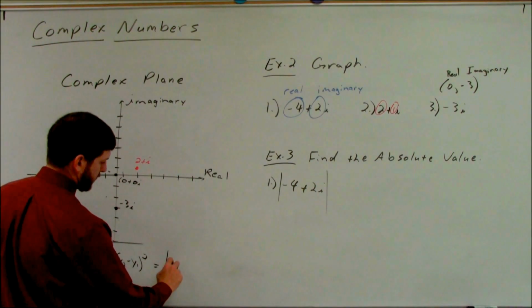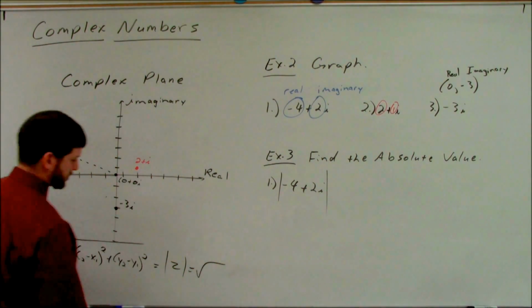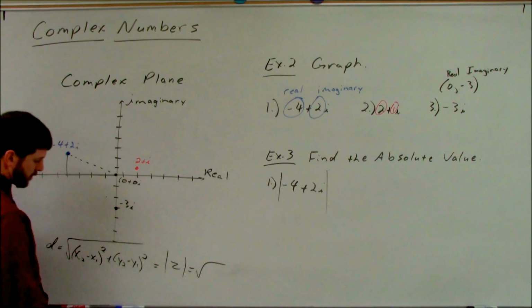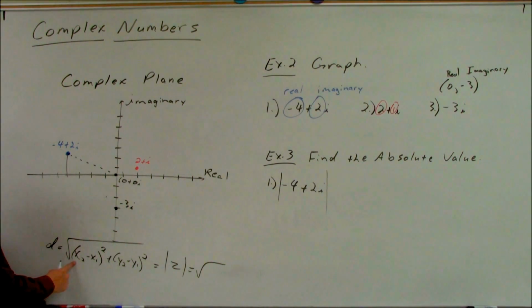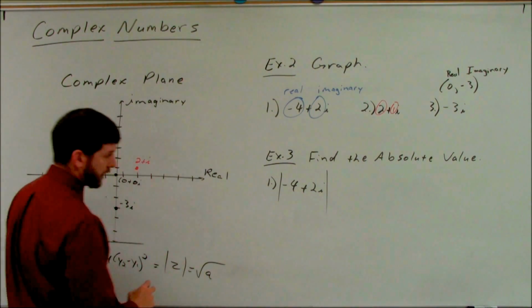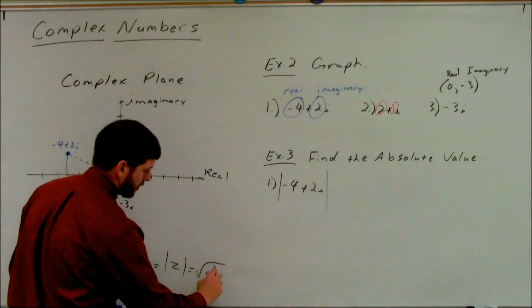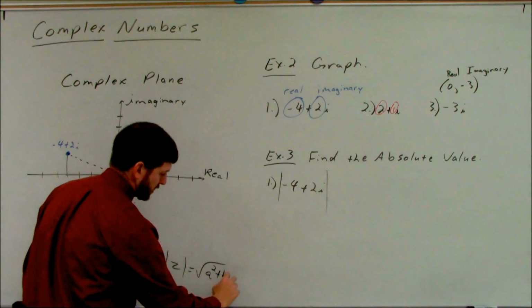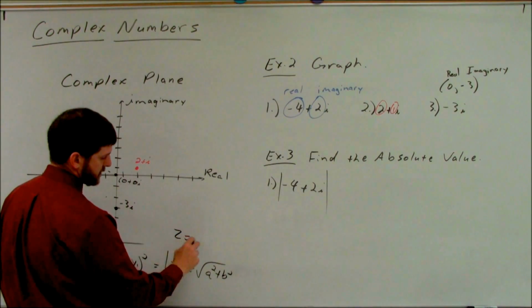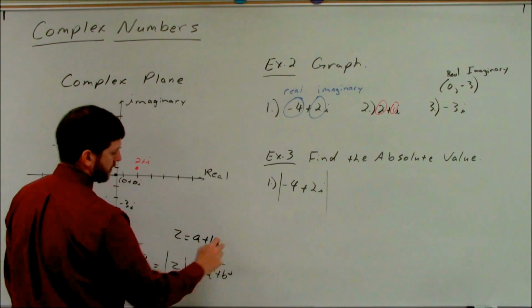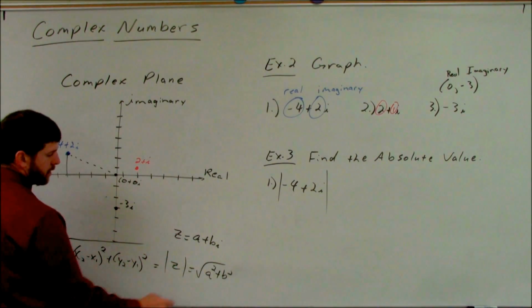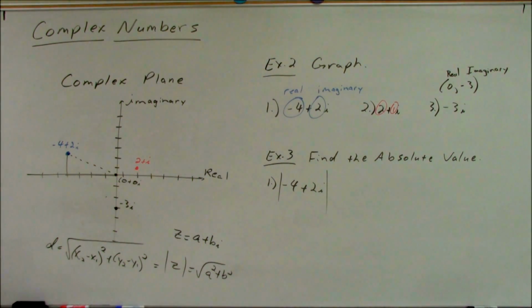So the absolute value of an imaginary number is just the distance from that number to the origin, which is the square root of your x value squared, or our real value in this case, we'll call that a squared, plus the y value, the height, which in this case is our b squared. So if z is a plus bi, and we want the absolute value of a complex number, we do the square root of a squared plus b squared.